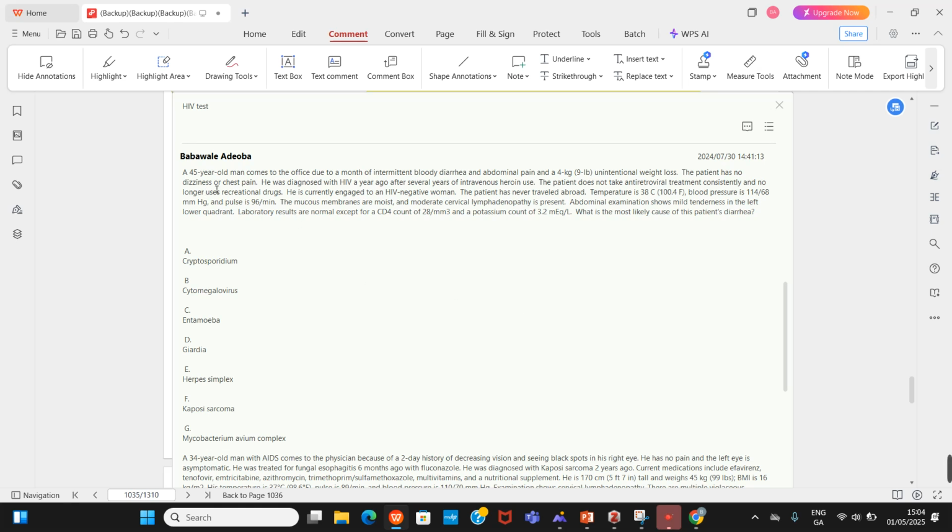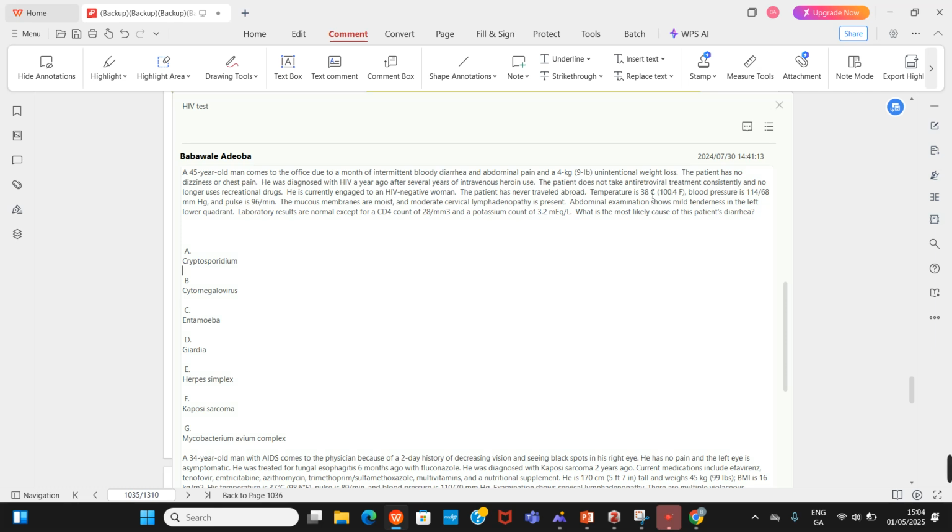Okay. A 45-year-old woman comes to the office due to a month of intermittent bloody diarrhea and abdominal pain and 4 kg weight loss. The patient has no other symptoms. She was diagnosed with HIV a year ago after several years of IV heroin use. The patient does not take antiretroviral treatment consistently and no longer uses recreational drugs. She is currently engaged to an HIV negative woman, and the patient has never traveled abroad.